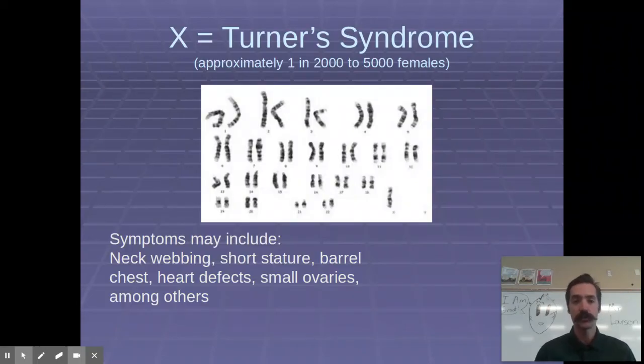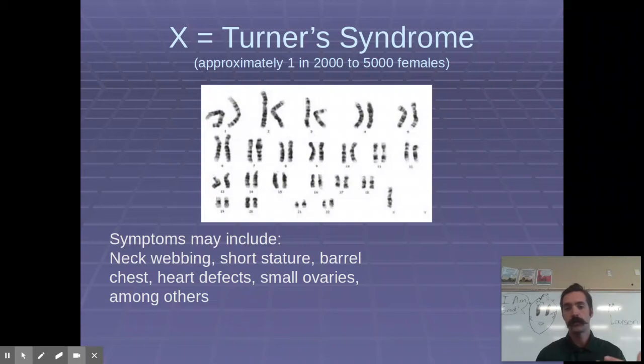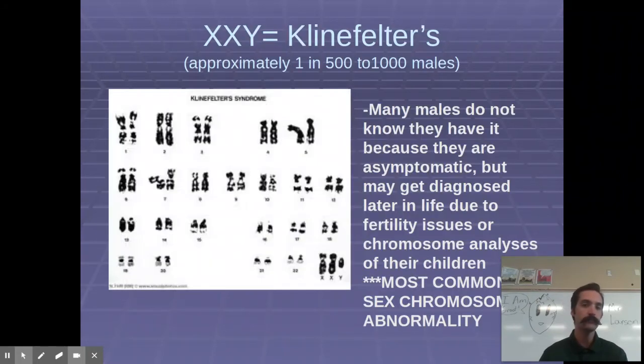Another one is Turner syndrome, where there's only one X chromosome. So the doctors only find one X chromosome during the karyotype process, and this is what basically the genetic disorder is. So symptoms from Turner syndrome are neck webbing, shorter stature, or barreled chest, some heart defects, among other things. So this happens with about 2,000 to 5,000 females.